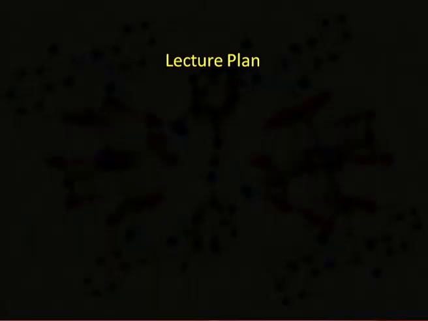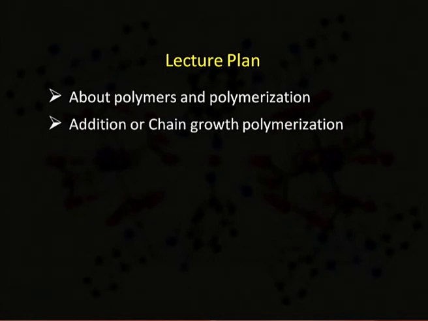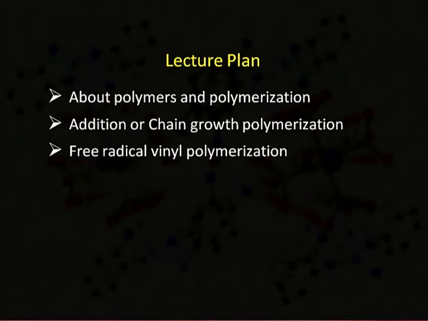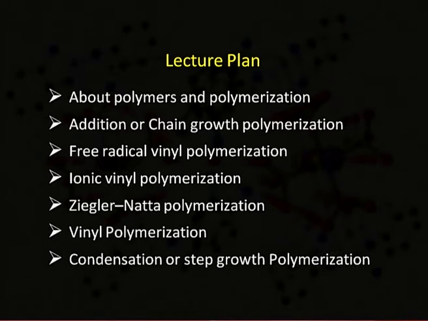Polymers are extensively used in human life, as in the area of plastics, children's toys, fibers, elastomers, synthetic rubbers, etc. Today, in this session, we will discuss polymers and polymerization, addition or chain growth polymerization. These are the mechanisms of polymerization: free radical vinyl polymerization, ionic vinyl polymerization, Ziegler-Natta polymerization, and condensation or step growth polymerization.